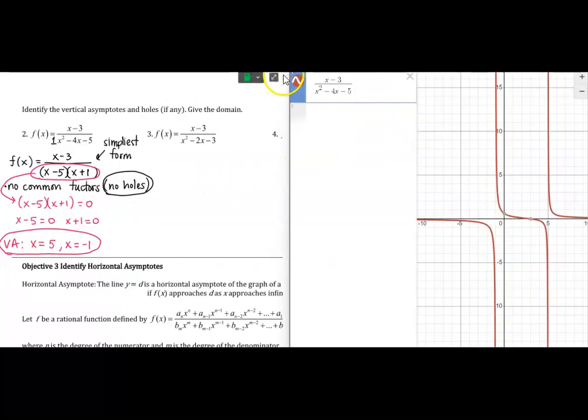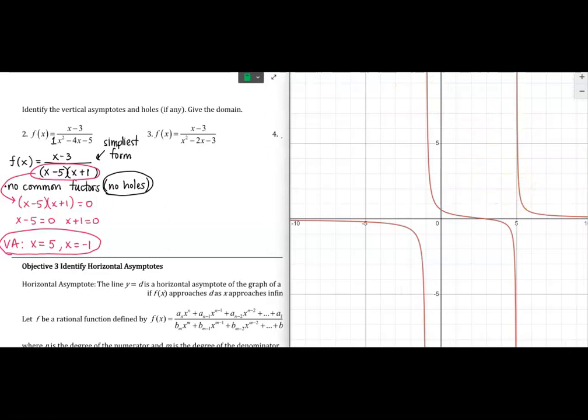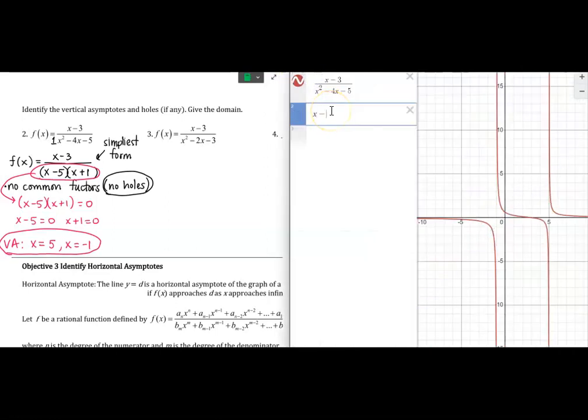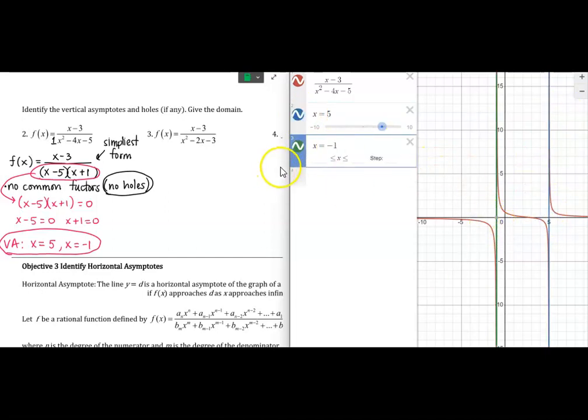If I were to look at the graph of this rational function, we can see that graph off here to the right. We can see the vertical asymptotes that we're getting. We found vertical asymptotes at x is equal to 5, and we can see that vertical line right there coming in blue where the graph is splitting. And we found another vertical asymptote at x is equal to negative 1, and we can see that vertical line coming in there in green where the graph is also splitting.